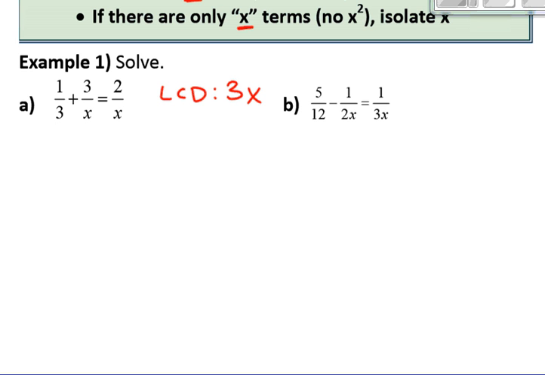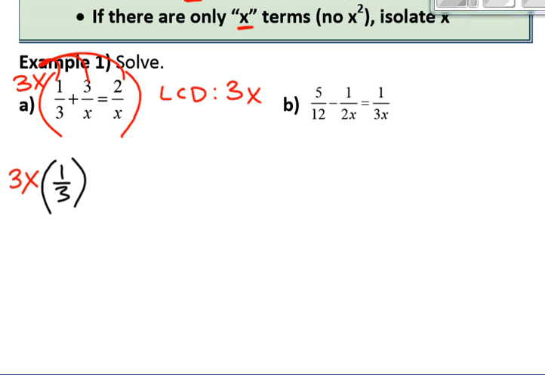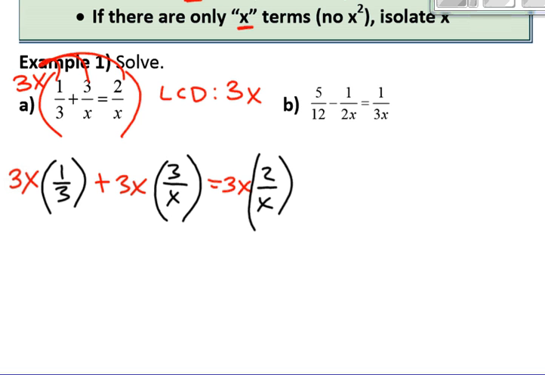All right, so the LCD is 3x, so then what you want to do is multiply this whole equation by 3x. What that'll look like is that 3x will multiply by the first term, 1/3. So we're going to be distributing that 3x to all three terms. Then plus 3x times the next term, which is 3 over x. And then that will equal 3x times our last term, which is 2 over x. Now, remember that this is your equation, so you can't just combine all of these terms together.